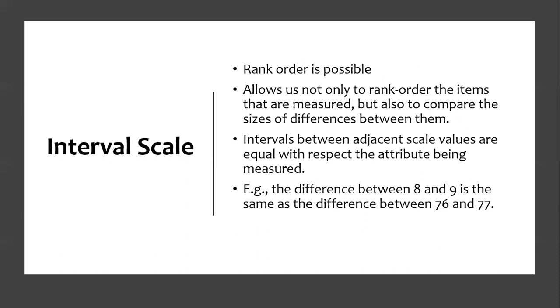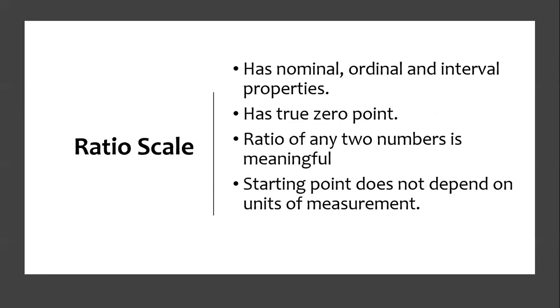Next is the interval variable, which is also ranked, but rank order is possible. Because, for example, the example I'm going to use is that the difference between 8 and 9 is 1. It's the same difference that we have between 76 and 77. So that interval is real. The interval in that level is real. Excellent.